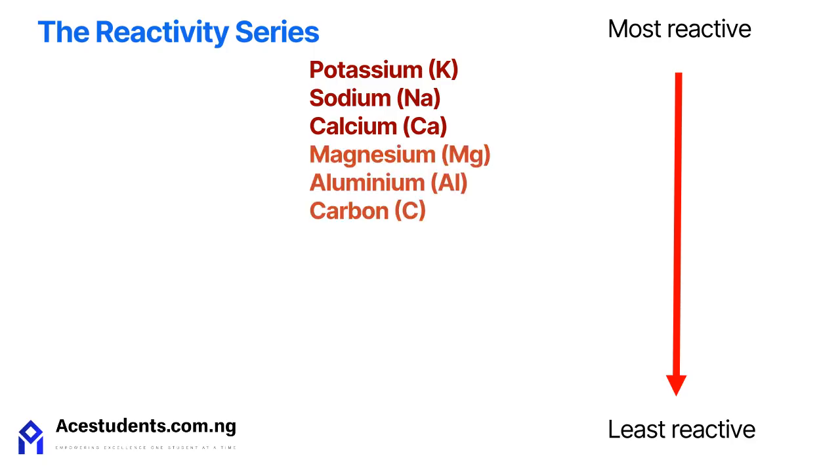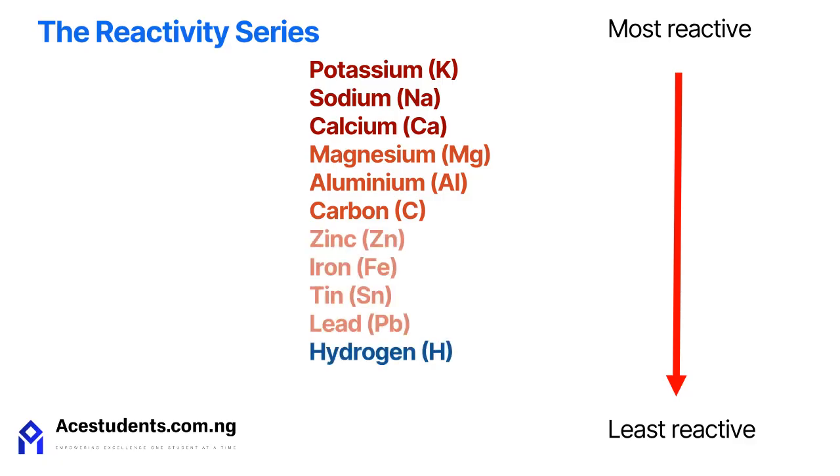Below calcium, we find magnesium and aluminium. Although aluminium is high in the series, it does not seem to react quickly because of a protective oxide layer. Carbon is included to compare metals with a non-metal. Exam tip: remember, carbon and hydrogen are often added to help compare metal reactivity.